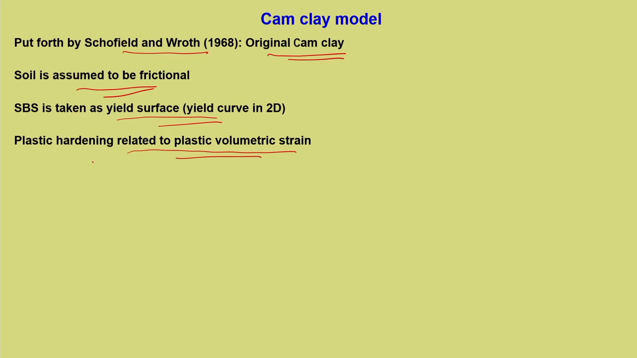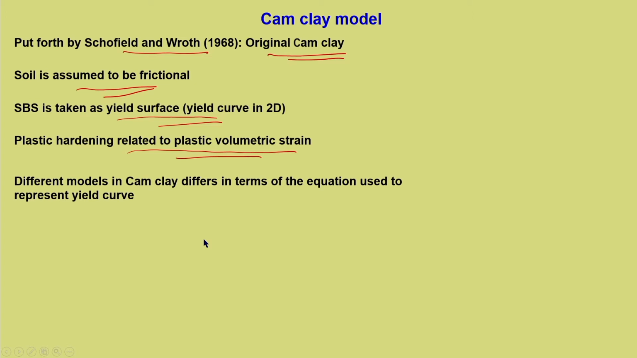You remember the V versus P dash plot, where the soil moves along the normally consolidated line. Every time it moves, as we have seen in the last lecture, the size of the yield curve would increase. So basically the plastic hardening is related to plastic volumetric strain. Now there is another kind of strain that is going to take place, that is shear strain during loading. So that part is also there. Unfortunately, we will not be able to discuss those in detail.